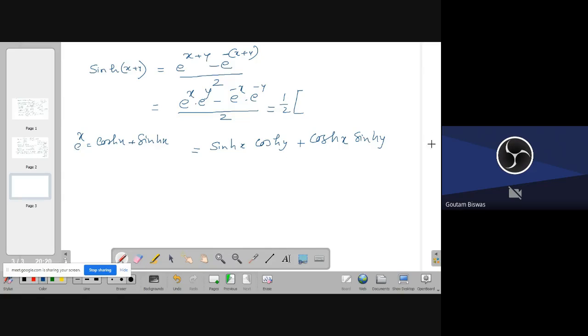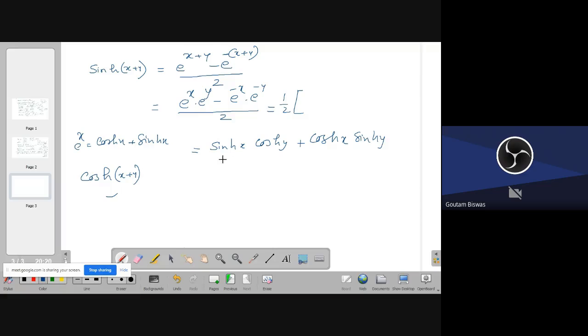Okay, so in this way, by using this method, you can easily find out cosh(x+y) and so on.